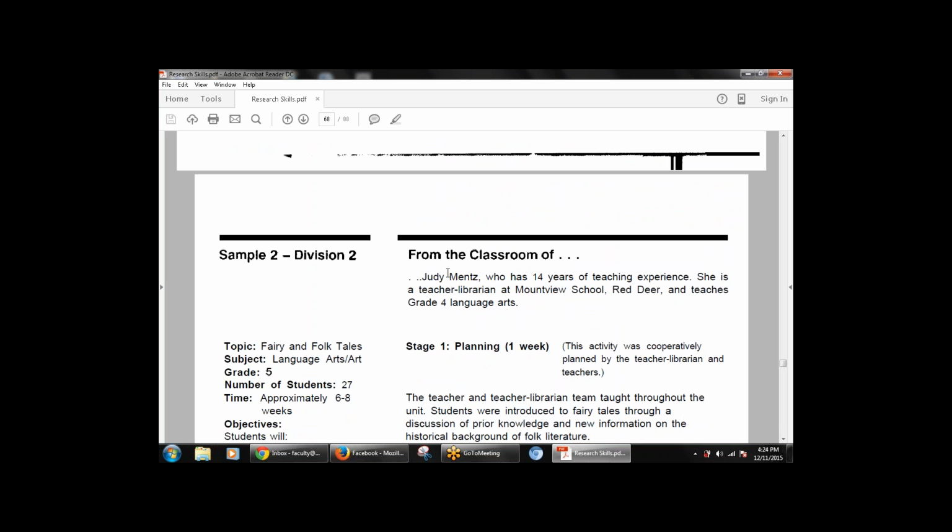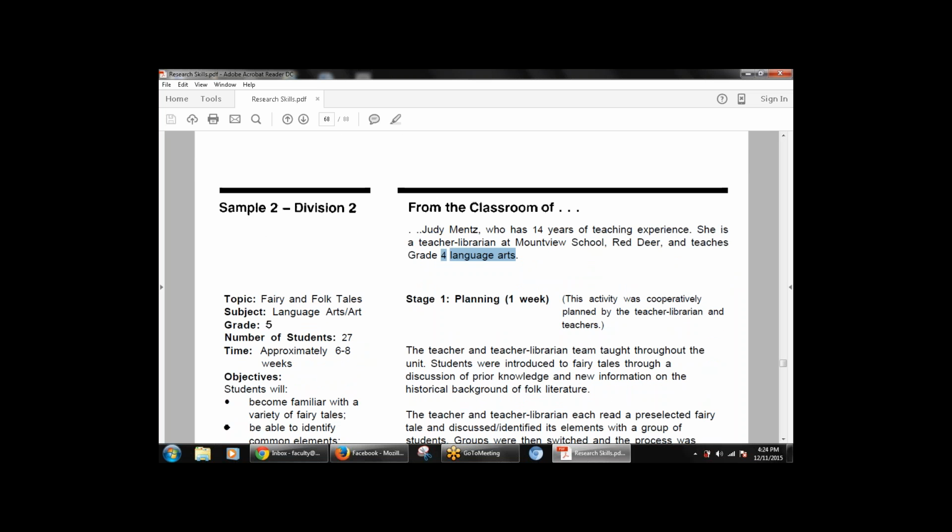Then this is the next topic, or we can say the next example. There is a teacher known as Judy Mans, who has 14 years of teaching experience. She is the teacher librarian at the Moscow school, which is at Red Deer, and teaches the English subject. Now, what does she do to make the classroom activity very good? She carried out various activities.